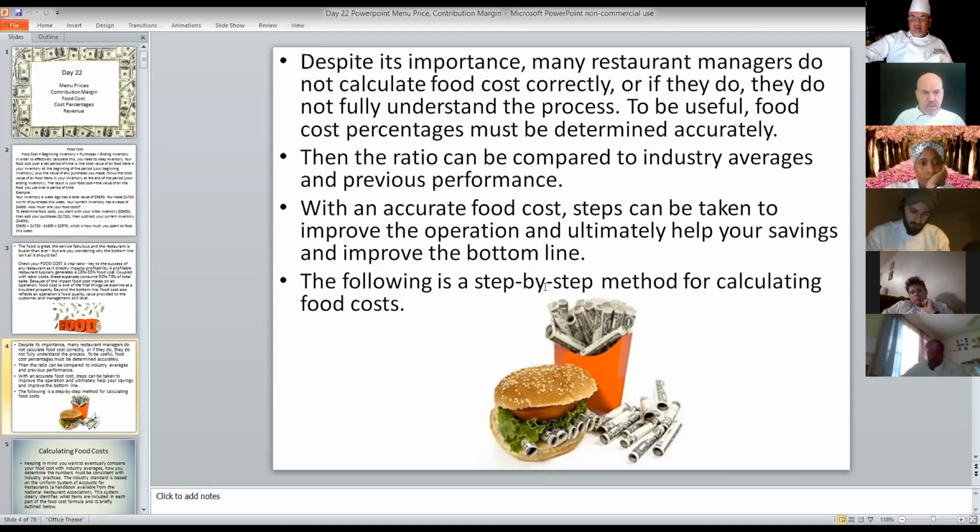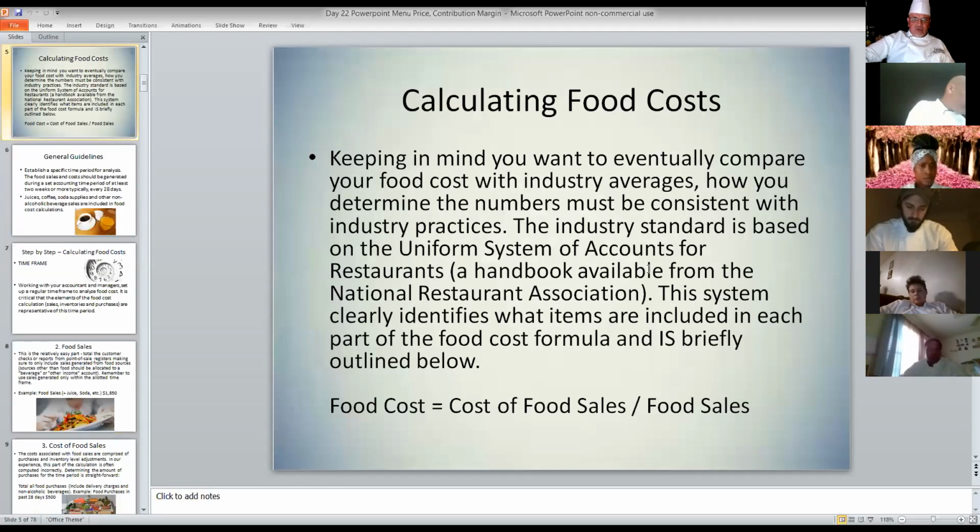Remember, the bottom line, your P&L statement, is 20% of your sales. That should be taken home. But if your food costs and labor costs are a lot lower than 30%, then your bottom line can increase, okay? With your food costs, again, follow step by step how to calculate them. Here we go. So, calculated food costs.